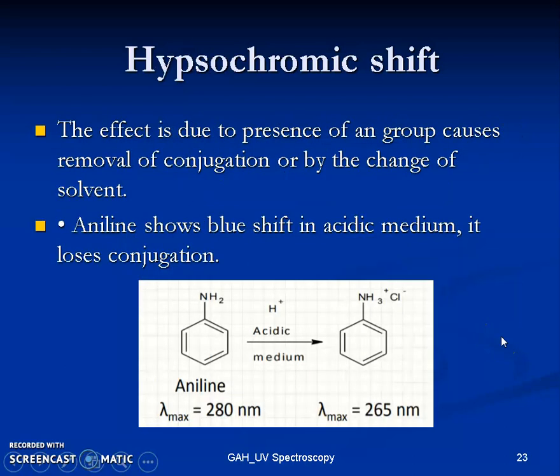So coming to the hypsochromic shift, as also already mentioned, the effect is due to the presence of an oxochrome group, or removal of conjugation, or by changing the solvent polarity. I have taken an example of aniline here that shows hypsochromic shift, also known as blue shift, in acidic medium as it loses conjugation. Here is an aniline which is taken in the acidic medium. You can see it is turning to a salt. So basically it is losing the electrons, and there is a loss of conjugation here.